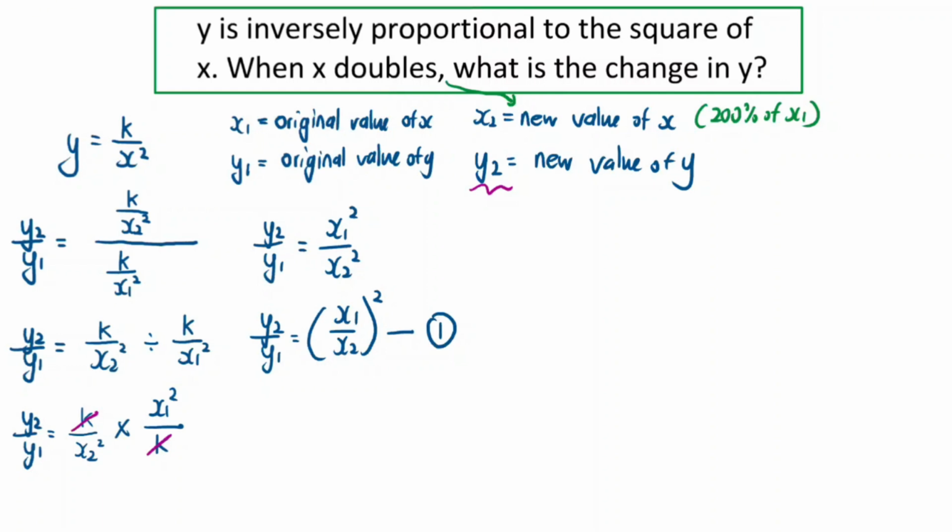Next I will write the relation between x2 and x1. So x2 is 2 times x1. And then I'm going to bring the 2 to the left. So x2 over 2 equals x1. And then I'm going to bring the x2 to the right. So let's write here: half equals x1 over x2. And I call this equation 2.